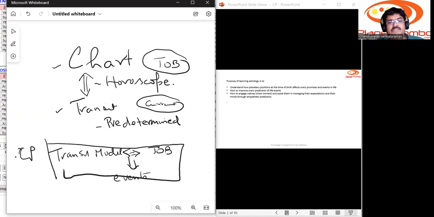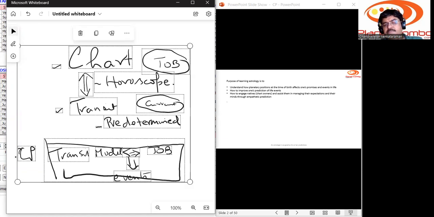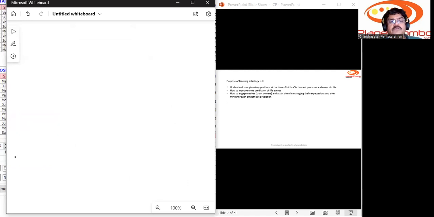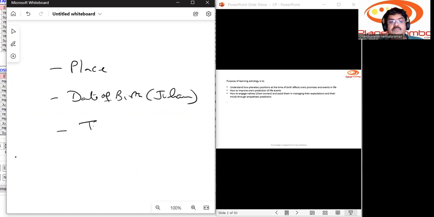Now let's talk about the chart. What happens in a particular chart? Now to do a chart, you need the following three things. The data I need to supply for the horoscope is the place, the date of birth, and then the time of birth. So this is the signature.